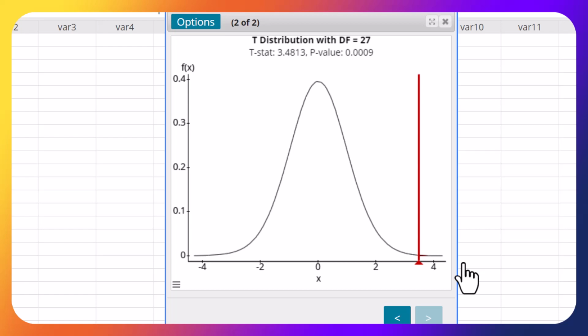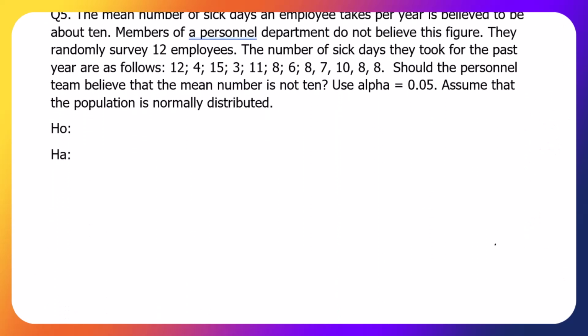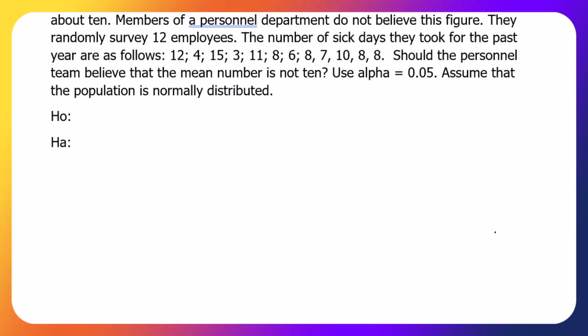Now I'm going to show you another example where we use data instead of summary. So I'm just going to scroll down to the next exercise right here. It says the mean number of sick days an employee takes per year is believed to be about 10. Members of a personnel department do not believe this figure, so they don't think it's 10. They randomly survey 12 employees the number of sick days they took for the past year as follows. Should the personnel team believe that the mean number is not 10?